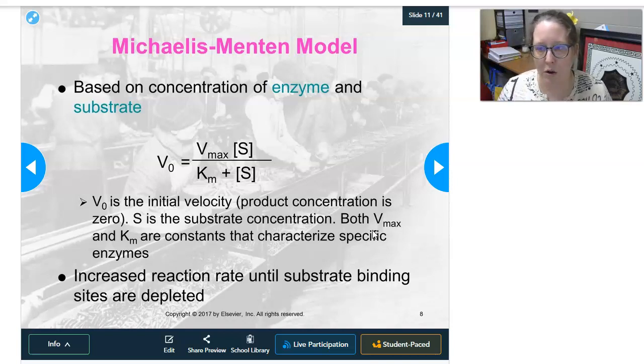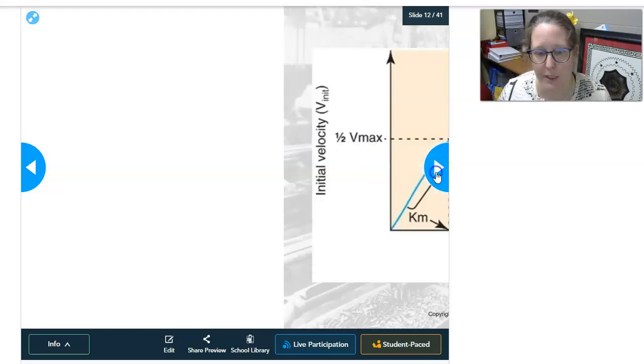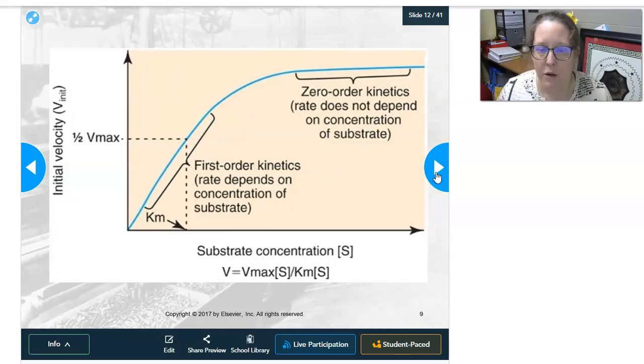And once they're all loaded up with substrate, no matter how much substrate you add, if all the assembly lines or enzymes are full and working, you can't make them go any faster. And then you can eventually run out of substrate. So in this model, you have your half Vmax and your Km indicated here, but what it says is this is substrate concentration and this is speed.